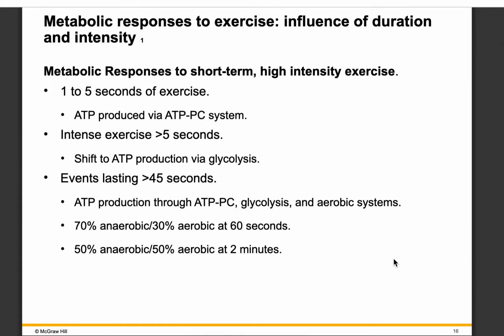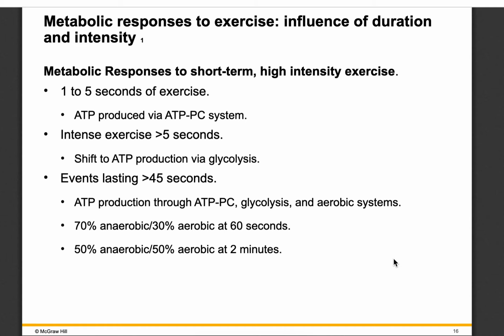So when it comes to our metabolic response in exercise, they are influenced by duration and intensity. And so we can look at it in different lights. Metabolic responses to short-term high-intensity exercise are going to be different than typically long-term exercise at a lower intensity. So if you do something for anywhere between 1 and 5 seconds at the highest intensity you can, usually that's going to be ATP produced solely from your ATP-PC system.